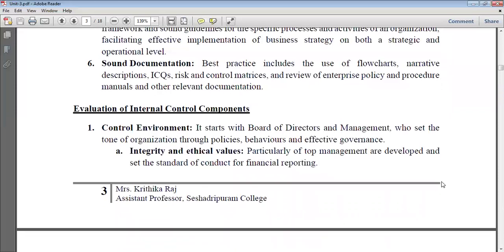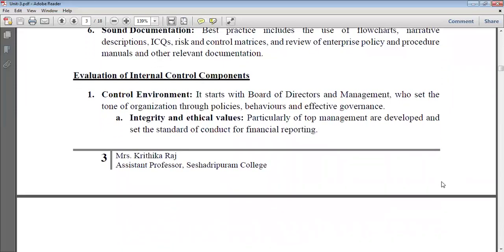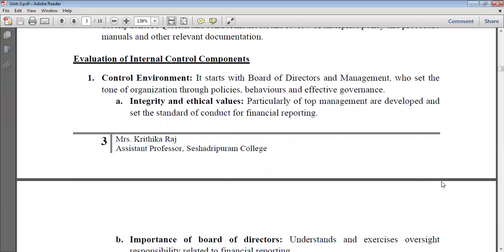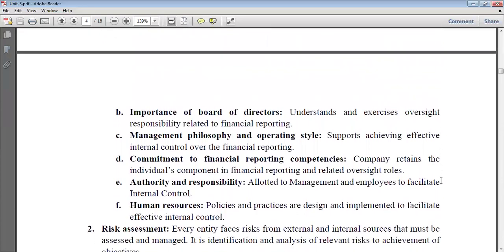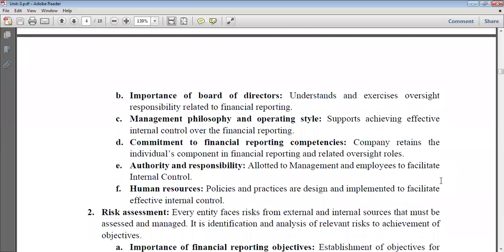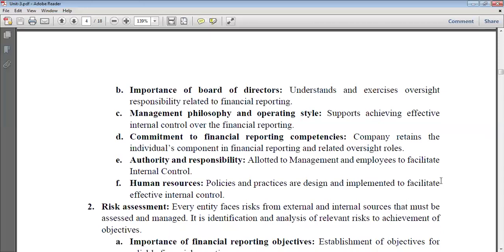control environment. Under that, we start with the board of directors and management, our organization's integrity and ethical values, the importance of the board of directors, management philosophy and operating style, our commitment to financial reporting, authority and responsibility, and human resources. It is purely related to the human resource concept. Here we have management levels, and we have to concentrate on top level, middle level and lower level management people. You have to control mainly our commitments and policies to facilitate all the controlling systems.